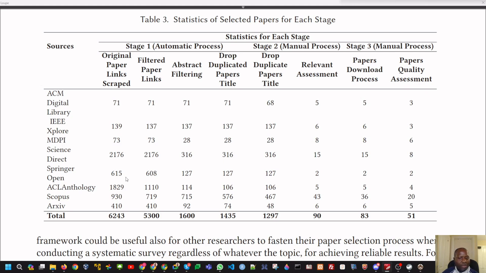Even Springer Open, they end up with some, but the largest majority they get is from Scopus. Scopus gives them up to 20 papers, and then there is the smattering of all those other papers. So Scopus is usually quite comprehensive. Here it accounts for almost half of the papers. Of course, there are places like Science Direct that are very good as well. So these are the numbers and the results that they report after following their procedure.